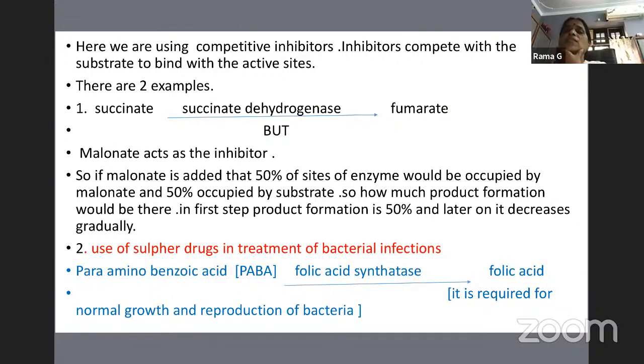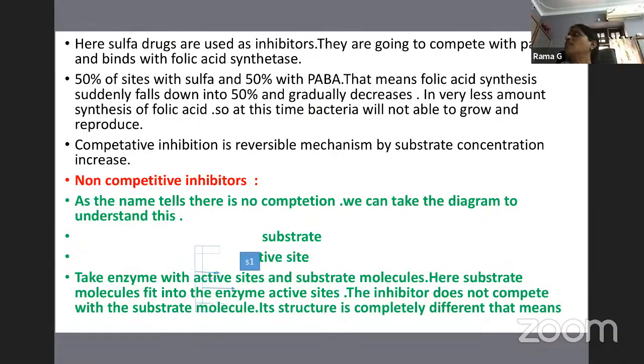Examples are succinate dehydrogenase, where malonate acts as an inhibitor, and PABA, where sulfa drugs play the role of inhibitors. Competitive inhibition is a reversible mechanism. Why? Because an increase in the substrate molecules concentration helps overcome the inhibition. That's why it is reversible.